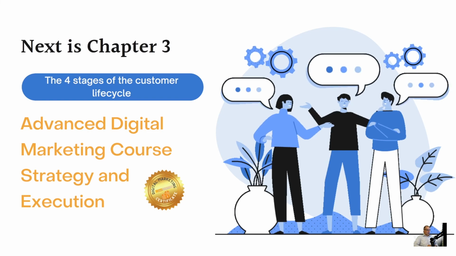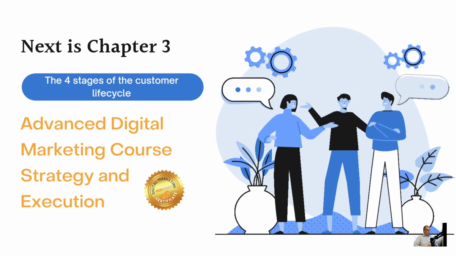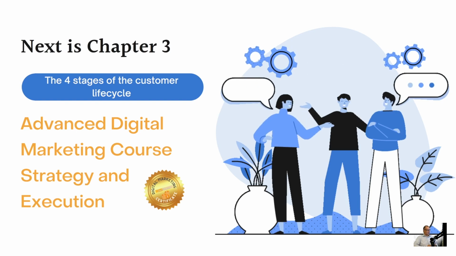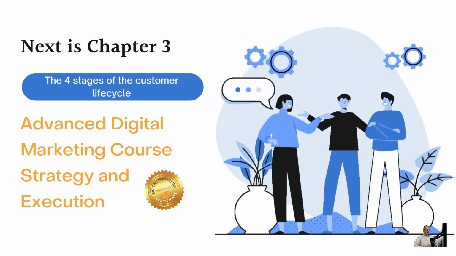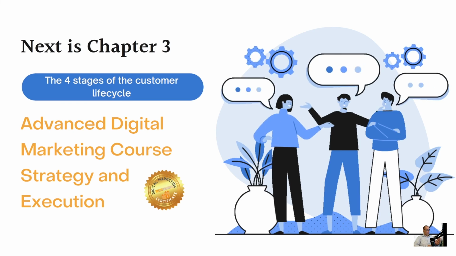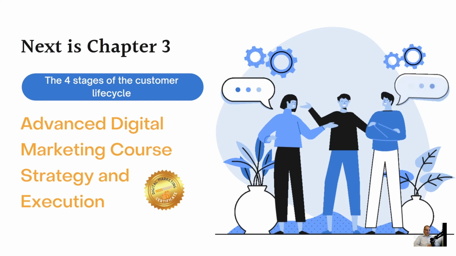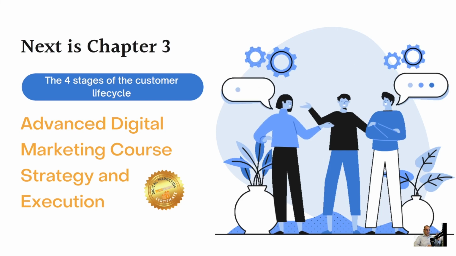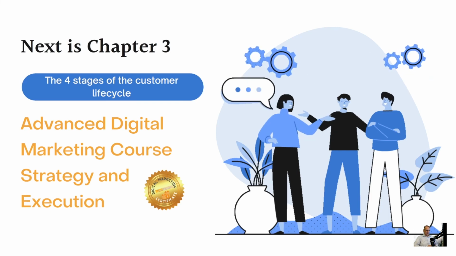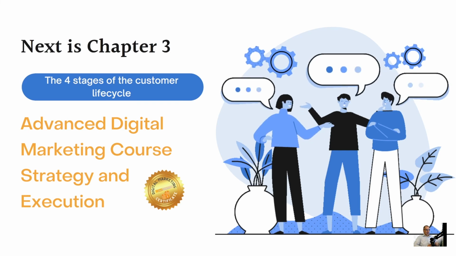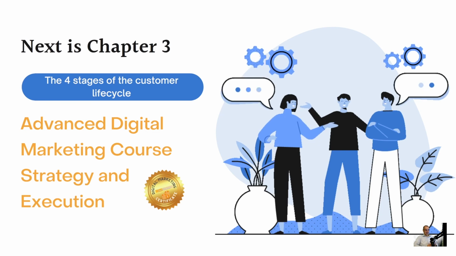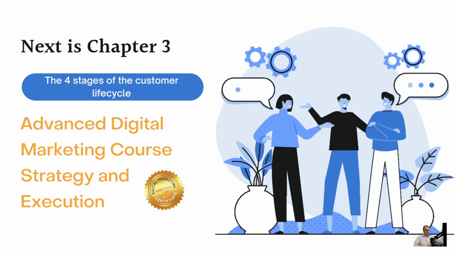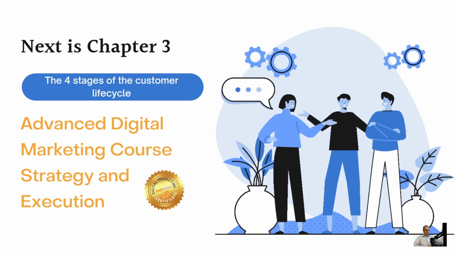By this, we conclude chapter 2. I hope you enjoyed watching what was covered. And in chapter 3, we're going to get into something which is very precise. We're going to cover the 4 stages of the customer life cycle. We speak about brand awareness, customer engagement, customer conversion, customer retention. And the tools, very important, the marketing tools that are used in every stage of the customer life cycle.